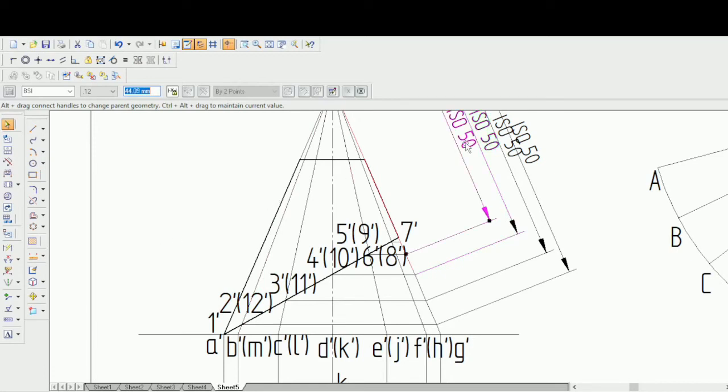Next, this dimension 44.09 is for E and J. So for E and J, it is 44.09. So we already got 8 points. Another 2 more points are there. So you can see here, again go to split. Select this line, and here let's use the zoom option, so let me split that correctly.